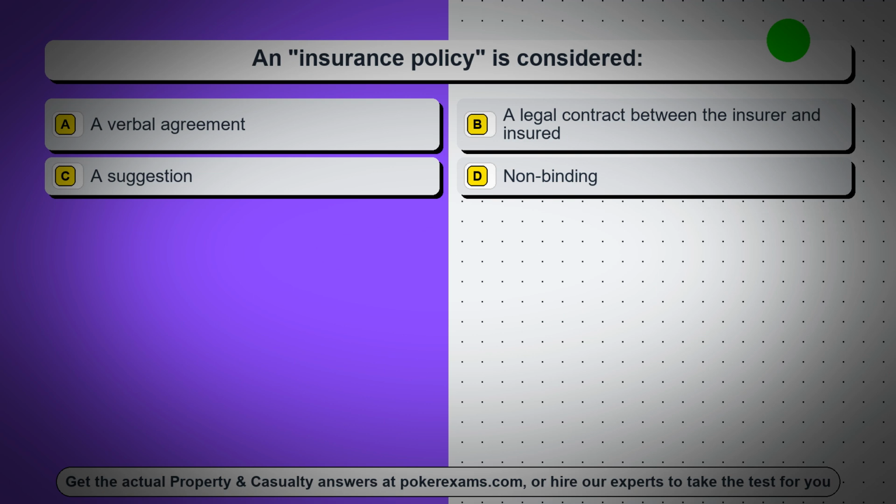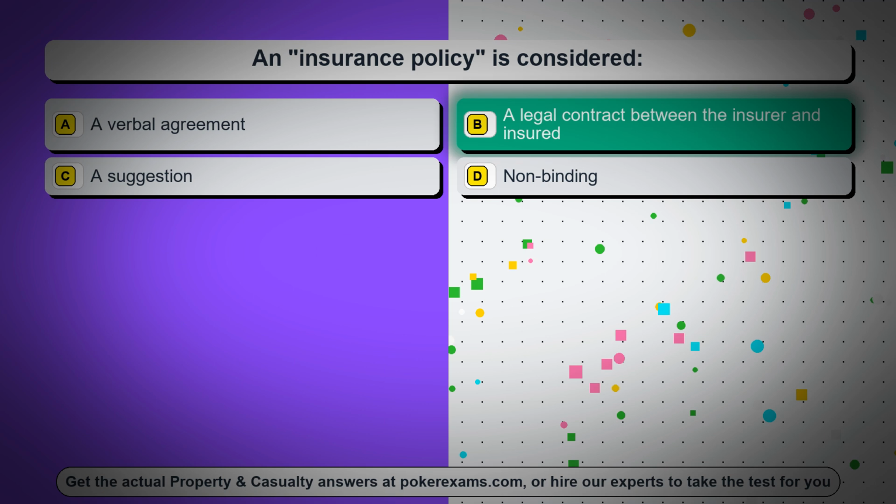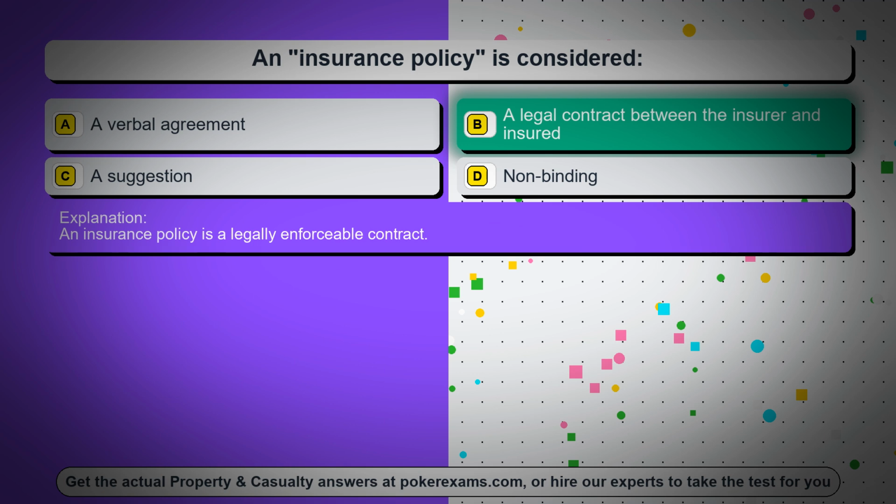Question 6. An insurance policy is considered Option A, a verbal agreement, Option B, a legal contract between the insurer and insured, Option C, a suggestion, Option D, non-binding. The correct answer is Option B, a legal contract between the insurer and insured. An insurance policy is a legally enforceable contract.